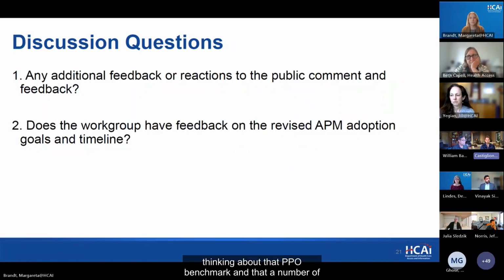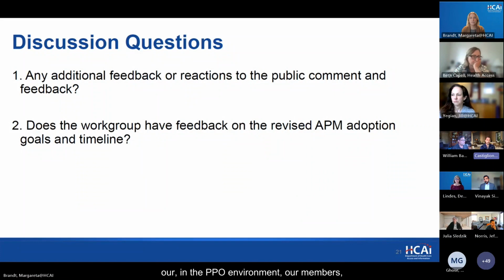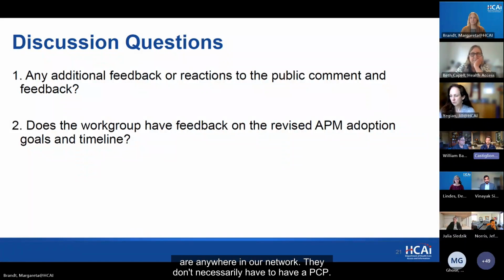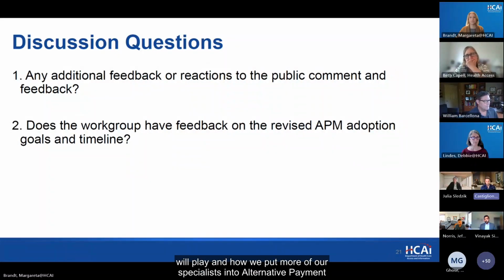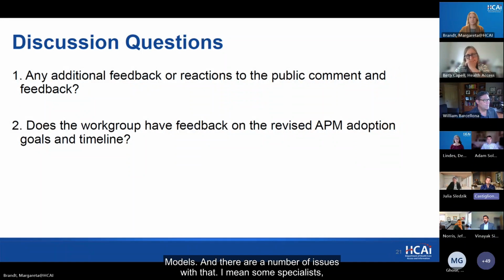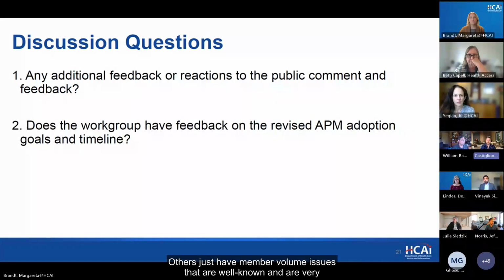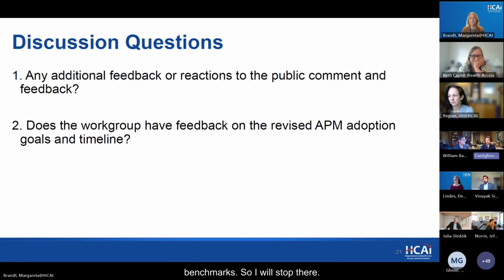In particular, thinking about that PPO benchmark, in the PPO environment, our members, that line of business is designed so that our members can go see providers that are anywhere in our network. They don't necessarily have to have a PCP. So that means that we need to have a conversation about what role specialists will play and how we put more of our specialists into alternative payment models. And there are a number of issues with that. Some specialists, it just will never make sense to put them in an alternative payment model. Others just have member volume issues that are well known and are very difficult to get around. So I do think that is another piece here that is outstanding, that it would be helpful to the plans in terms of how we achieve these benchmarks. So I will stop there.